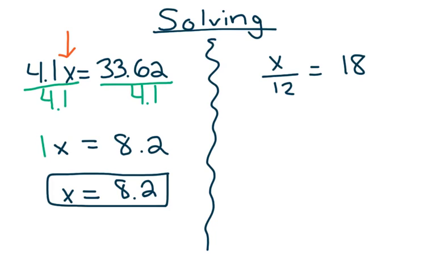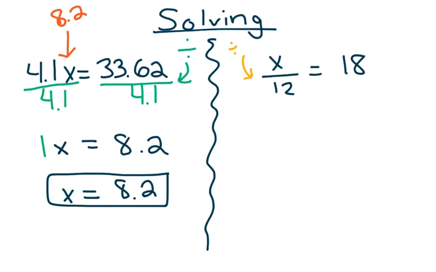If you wanted to check your work, you could go back and plug in or substitute that 8.2. 4.1 times x, which is 8.2, is equal to 33.62. And we have found the solution to the equation. Remember, this symbol means divide. All right. For the next equation, we see a fraction bar, and that makes some people uncomfortable automatically. But I want you to read that fraction bar as a division. So this is really x divided by 12 equals 18.